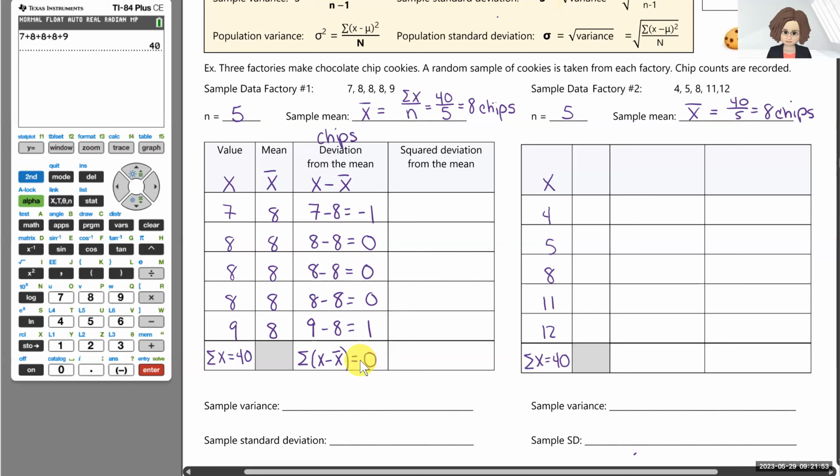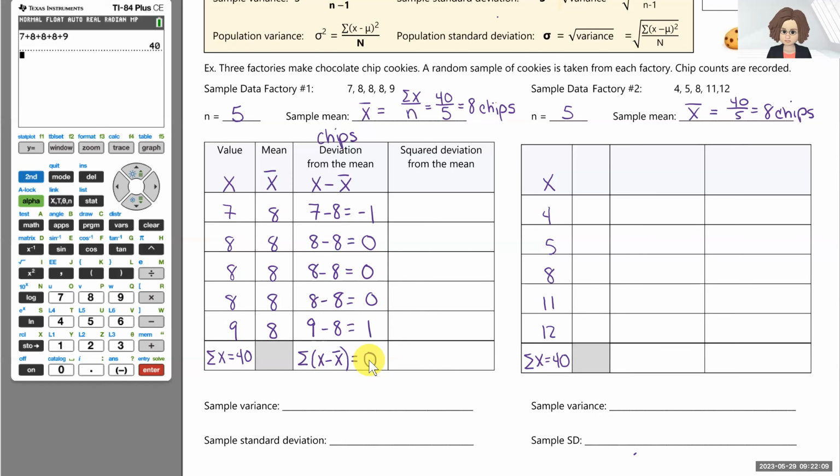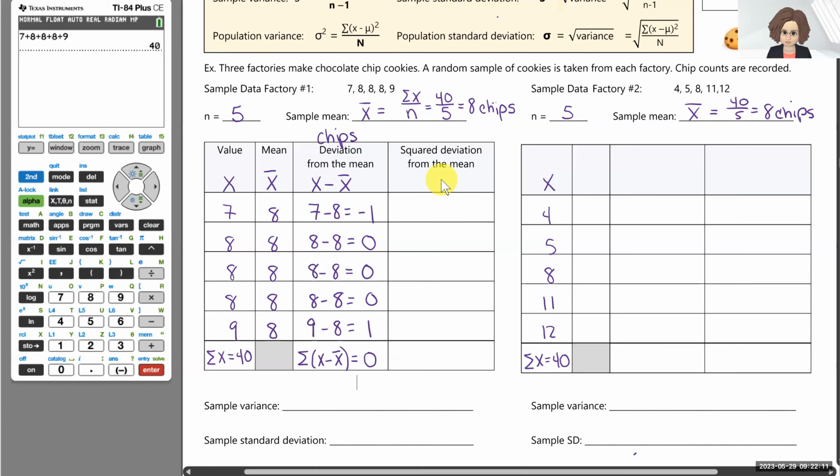Okay, so next step. Every data set that we work with, when we add that column, we always get 0. So that's not helpful in helping us determine that one data set varies more than another. And that is why we move on to the next calculation called the squared deviation from the mean. So I need to find a way that we don't always get 0 for every problem.